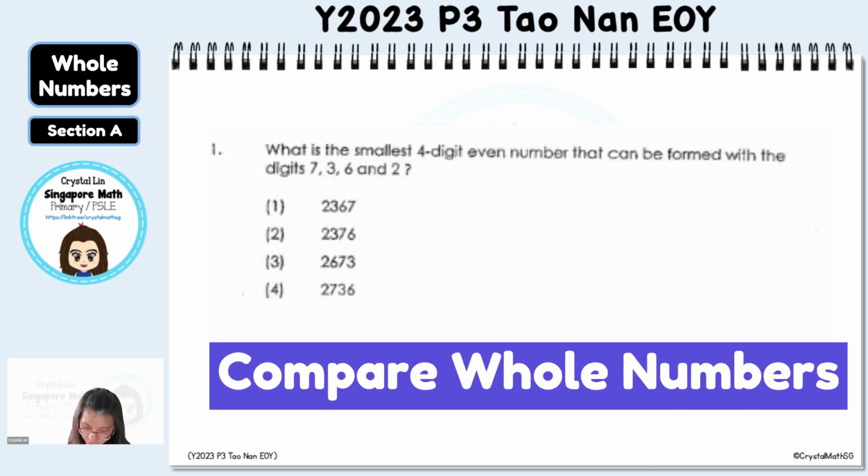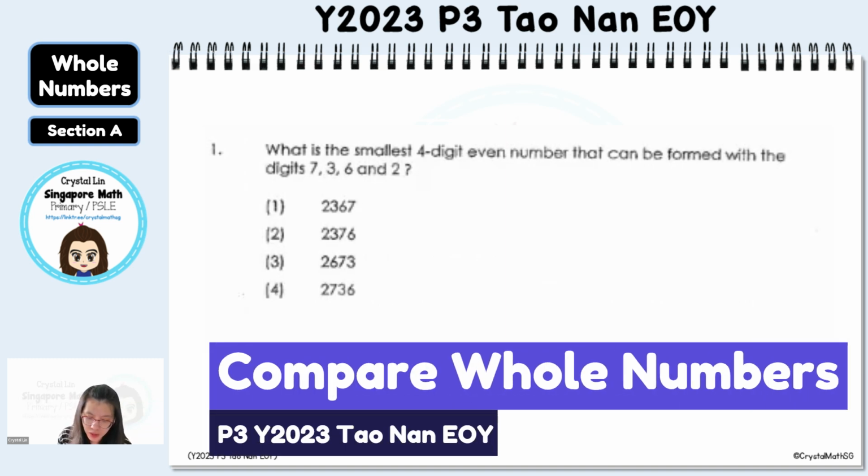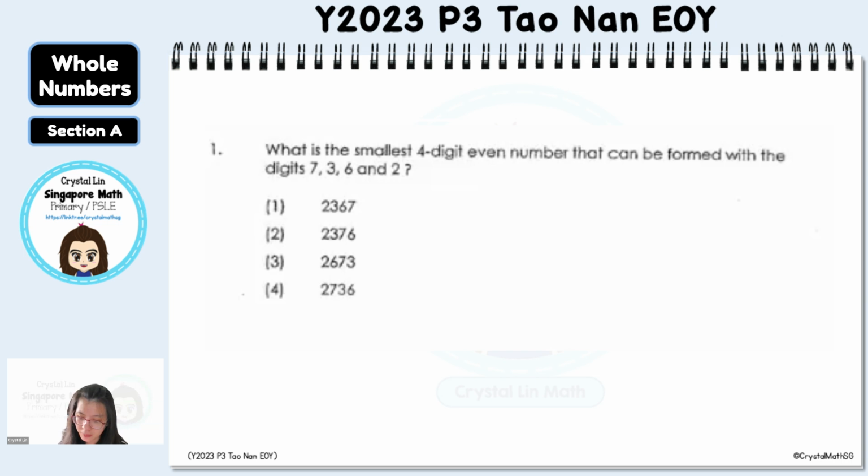Okay, let's go through the very first question. What is the smallest four-digit even number that can be formed with the digits 7, 3, 6, and 2? So first things first, we need to understand the question. What did the question say it's about? It's telling you that it is four-digit, and you want the smallest, and you want it to be an even number.